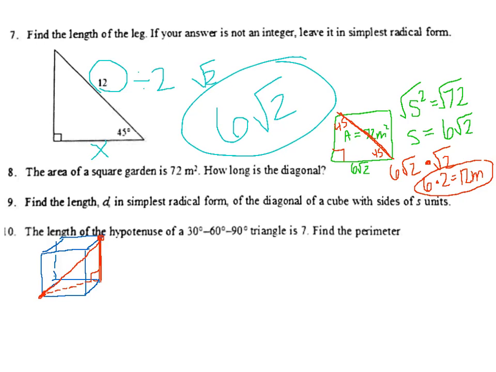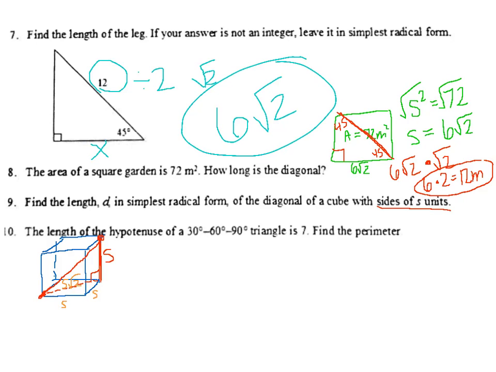So now I have a right triangle, and they told us in the problem that this cube has sides of s units. So I know this side is s, but I also know then that all of the other sides are s, which means my diagonal must be s radical 2. And that's from your 45, 45, 90 triangle. It's on your reference sheet. If each of your sides are s, then your diagonal of that bottom face must be s radical 2.